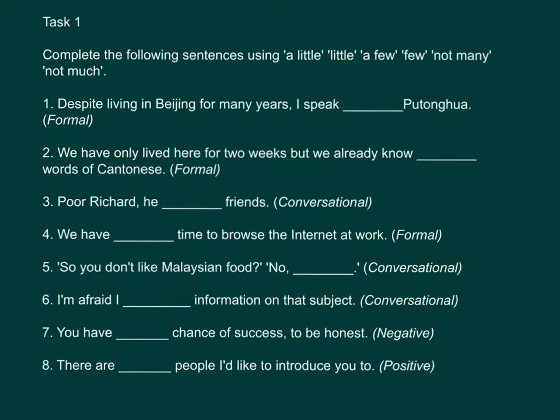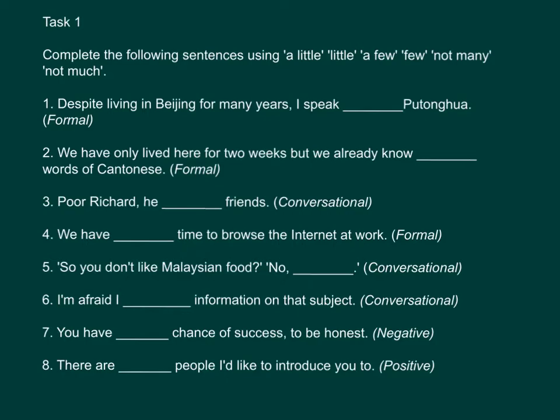Task 1. Complete the following sentences using a little, little, a few, few, not many, or not much. Answers. Number 1. Despite living in Beijing for many years, I speak little Putonghua. Formal. Number 2. We have only lived here for 2 weeks, but we already know a few words of Cantonese.